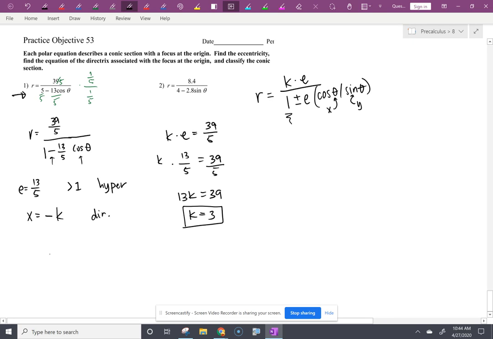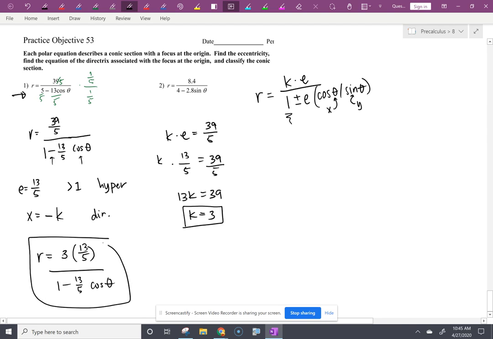So now I would have r equals, no more 39/5, I'm sorry, 3 for k times 13/5 for the eccentricity over 1 minus 13/5 cosine of theta. And now I could really answer all the questions, right? I could say, oh, look, that's a 3 there, right? And I can even go a step farther. I don't know if I have to or not. But here it is, right?